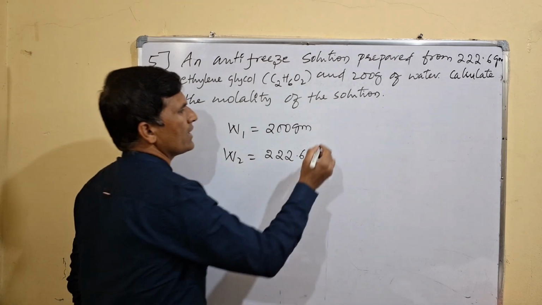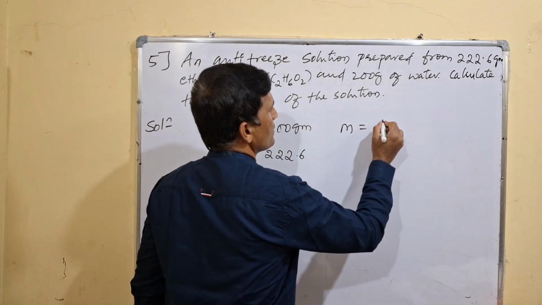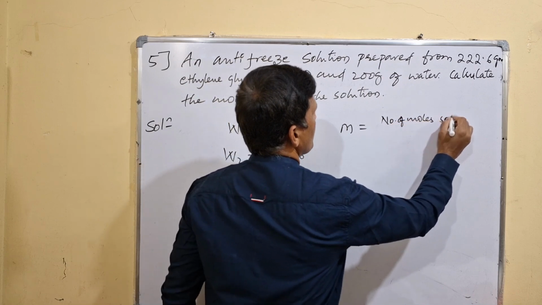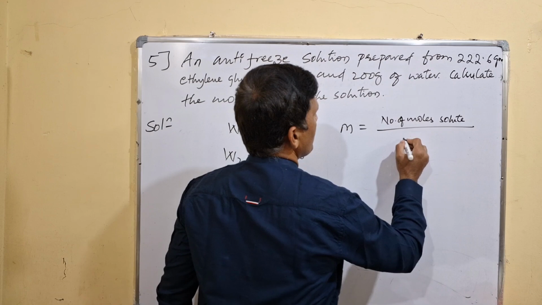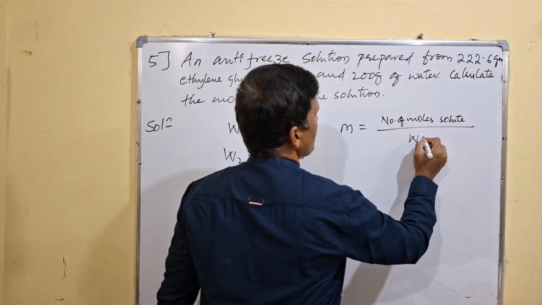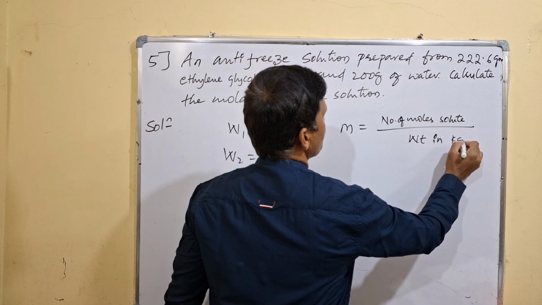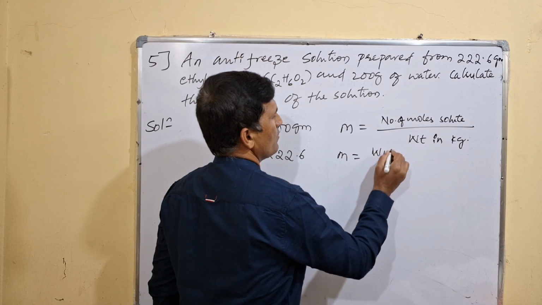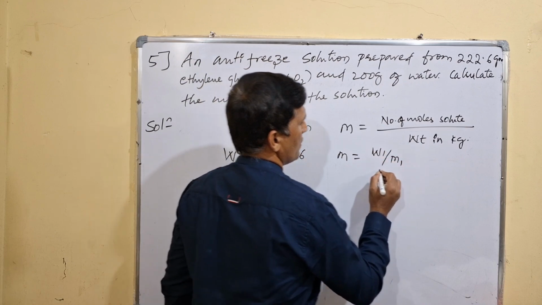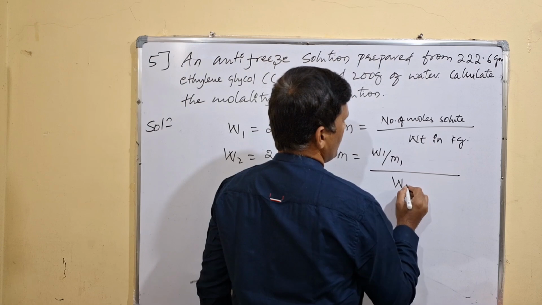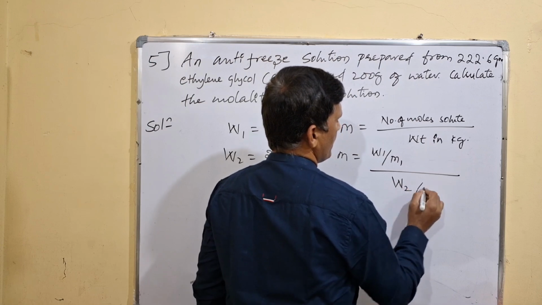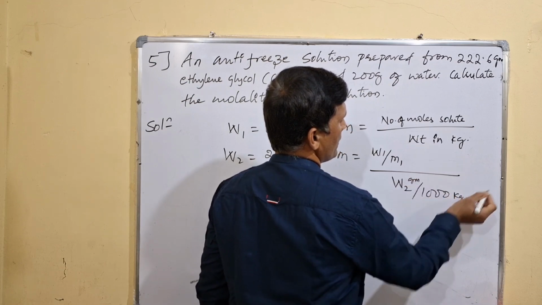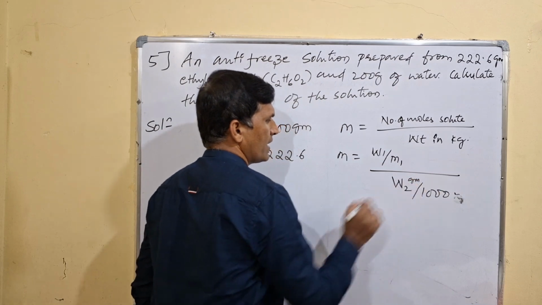Okay, so therefore molality is equal to, what is the formula? Molality is equal to number of moles of solute divided by weight of the solvent in kg. So we can write W1 by molar mass of that, divided by W2, divided by 1000, because if it is given in grams and you want to convert it to kg, you have to divide by 1000.